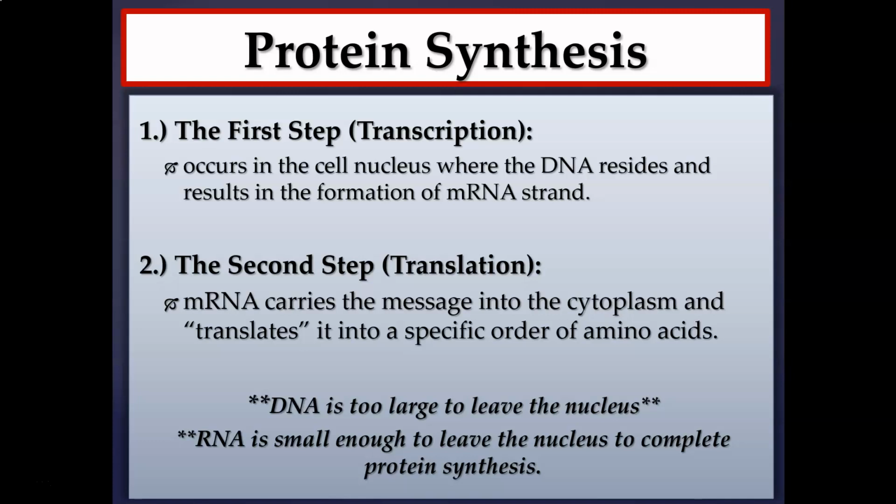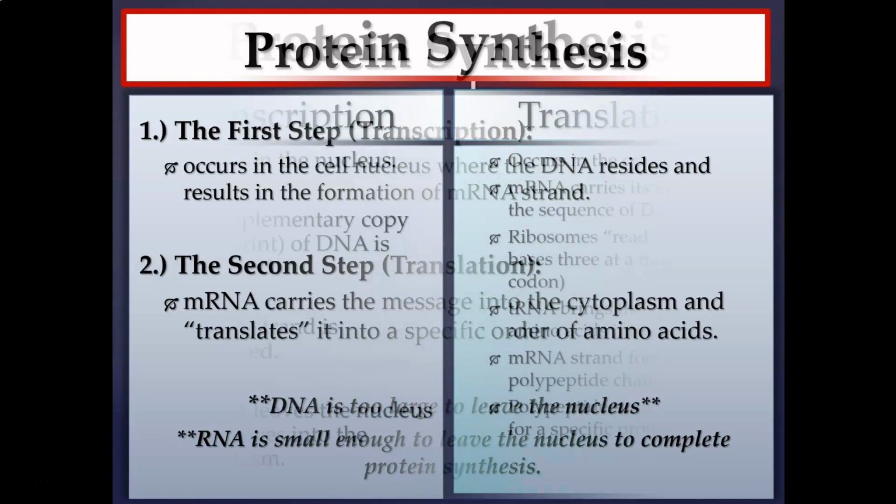So during the second step, also known as translation, the messenger RNA will carry the message into the cytoplasm and essentially translate codon by codon into a specific order of amino acids, or a polypeptide chain. DNA is too large to leave the nucleus, which is why we need RNA for the conclusion of protein synthesis, because RNA is small enough to leave the nucleus and travel into the cytoplasm where the ribosomes are located. The ribosomes are necessary to read or translate the code.